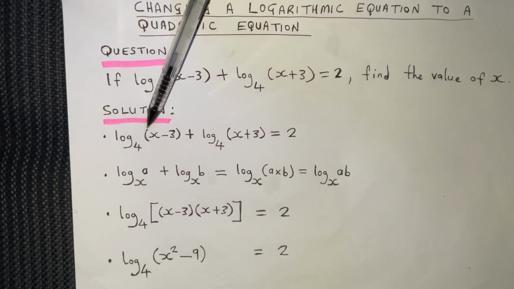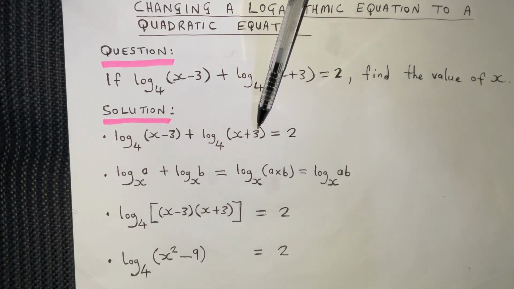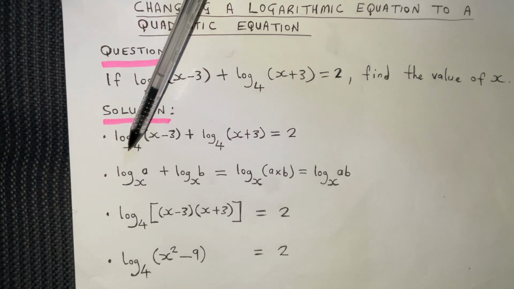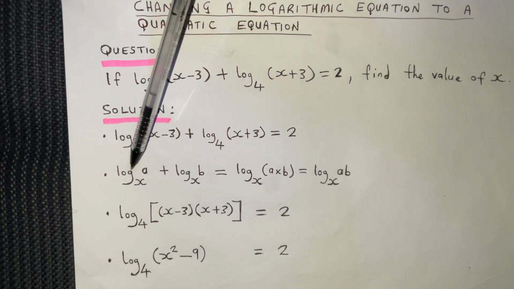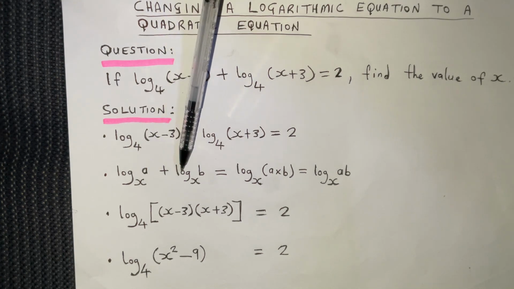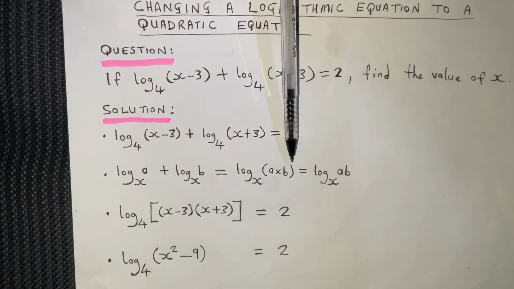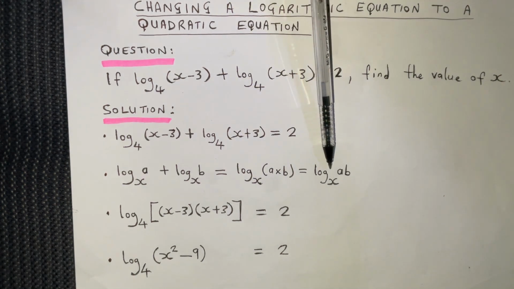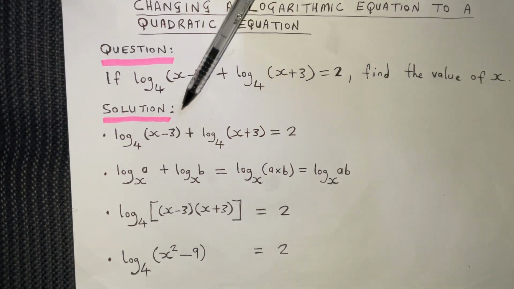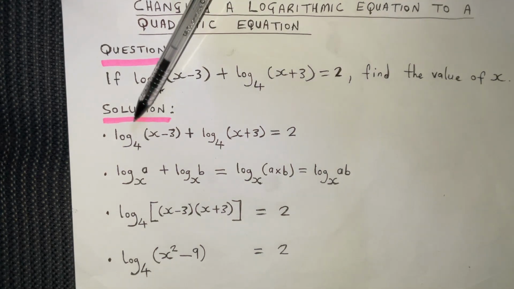So log of x minus 3 to base 4 plus log of x plus 3 to base 4 equals 2. There is a rule or a principle which says log of a to base x plus log of b to base x equals log of a times b to base x, which is log of ab to base x. All right, so I want to apply this principle on this left hand side of the equation.